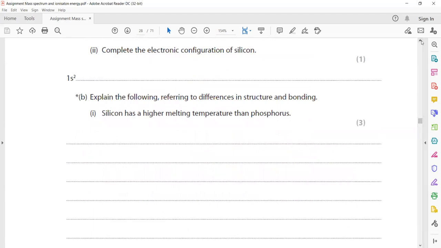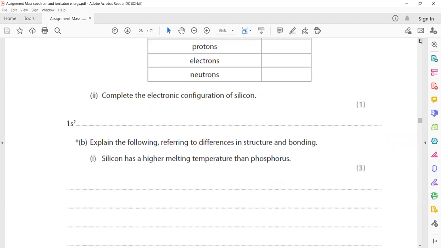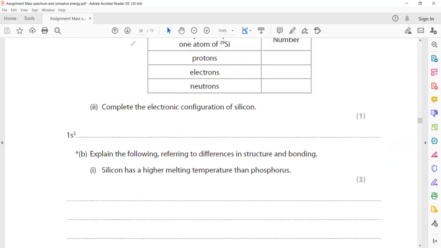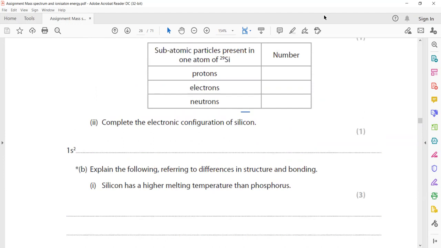Then we have to write the electronic configuration for silicon. Silicon has 14 electrons. For this isotope, which has mass 29, protons will be 14 and neutrons will be 15. So 1s2, 2s2, 2p6, 3s2, 3p3. So we arrange 15.